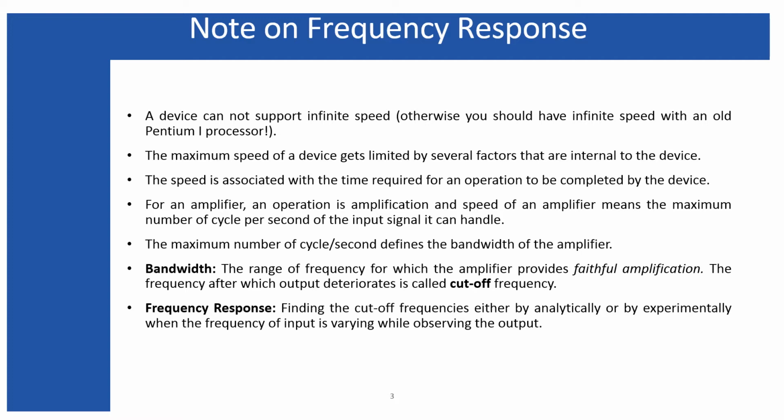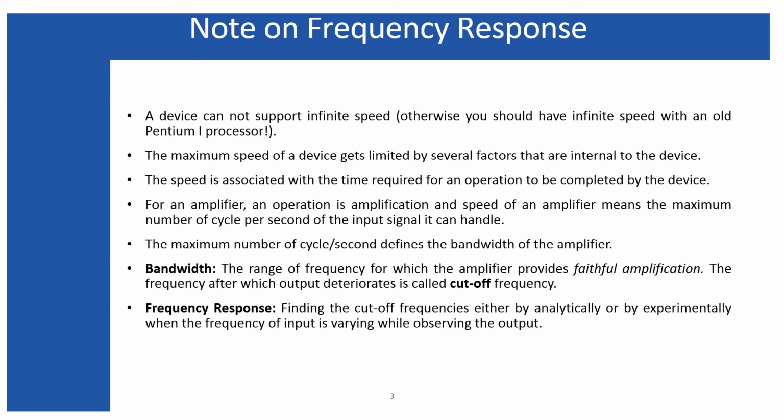The maximum number of cycles per second is nothing but the frequency. So the maximum number of cycles per second that an amplifier can handle means the maximum frequency of the input signal the amplifier can handle. That basically defines the speed of that amplifier. The wider the range of frequencies it can handle, the larger the speed the amplifier has. Therefore, the range of frequency within which the amplifier can perform faithful amplification is associated with the speed of the amplifier, and we technically call it the bandwidth of the amplifier.